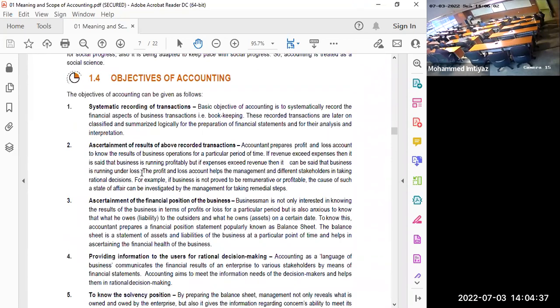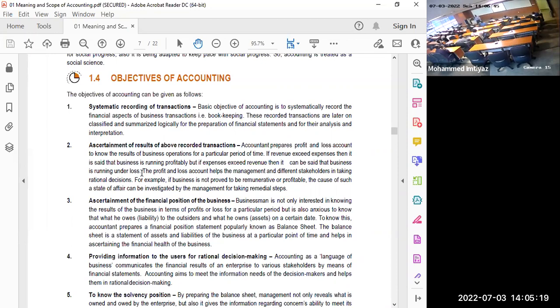Next, objectives of accounting. Already we discussed this just before the class. Two objectives are very central, very important. To reach those two objectives, we have some ancillary objectives. Without recording the transactions, we cannot have a profit and loss account or a balance sheet, right? So the first objective is systematically recording the business transactions. Second objective is to ascertain the result of the transactions recorded, meaning to ascertain the profit or loss, the financial performance of the business. Third one is to ascertain the financial position of the company.